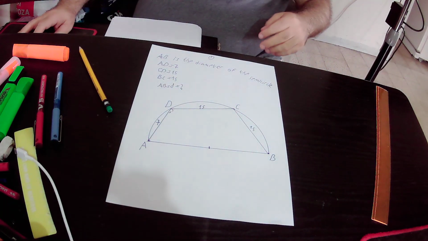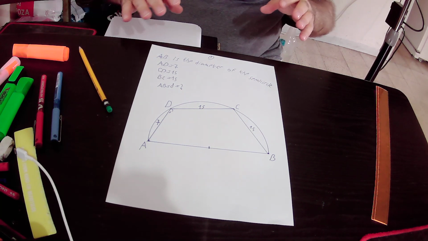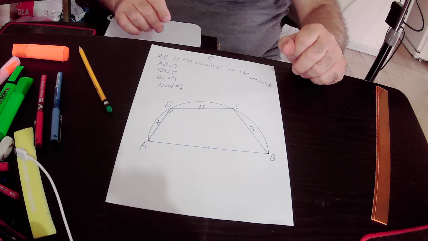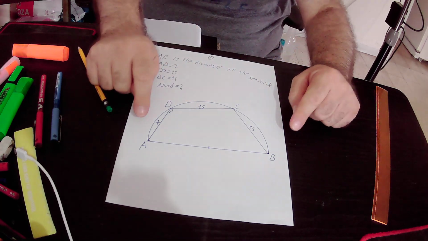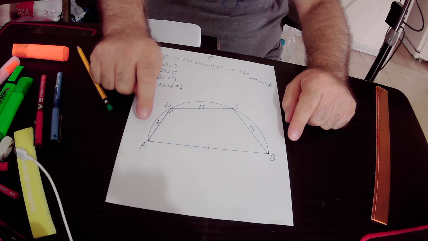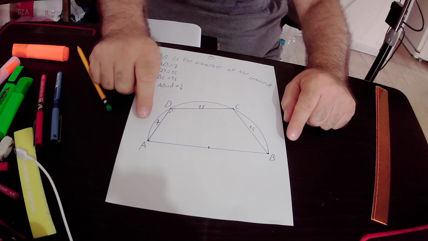Hello, in this lecture we will find out the diameter of the semicircle. In the drawing we have a semicircle. We know that AB is the diameter of this semicircle, and we want to find out the size of AB, or the value of AB.